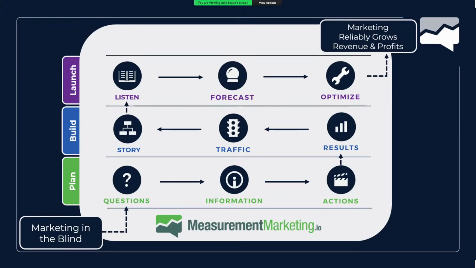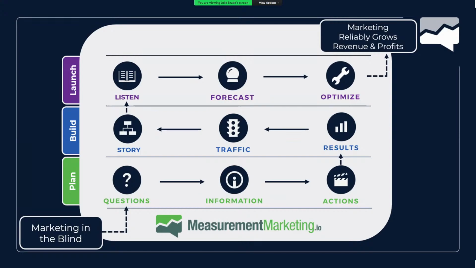As you can see in your bottom left-hand corner, you're starting out marketing in the blind. You're very reactive to what is going on. You don't know what's working and what's not, and you want to be able to understand what's happening. As you go through the measurement marketing framework, you're going to go through these 3 steps on your left-hand side: plan, build, and launch.